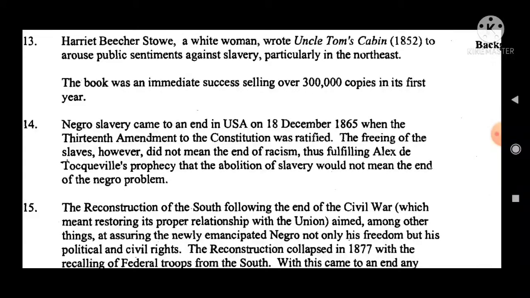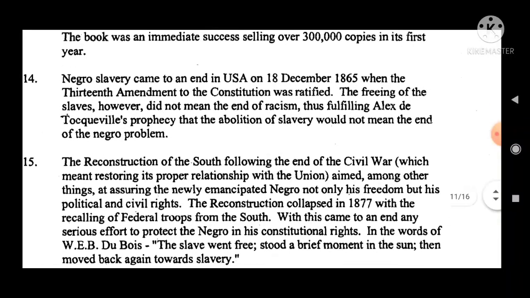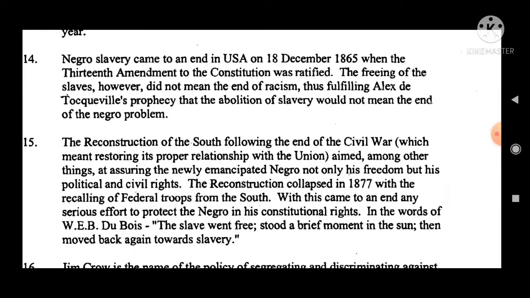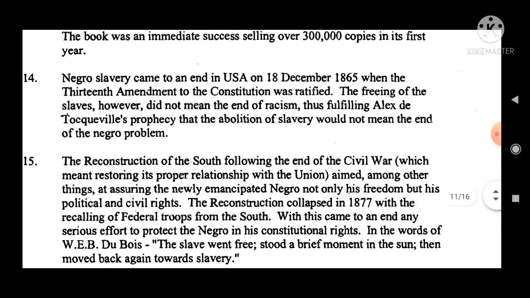Negro slavery came to an end in the USA on 18 December 1865 when the 13th Amendment to the Constitution was ratified. The freeing of the slaves, however, did not mean the end of racism, thus fulfilling Alexis de Tocqueville's prophecy that the abolition of slavery would not mean the end of the Negro problem.